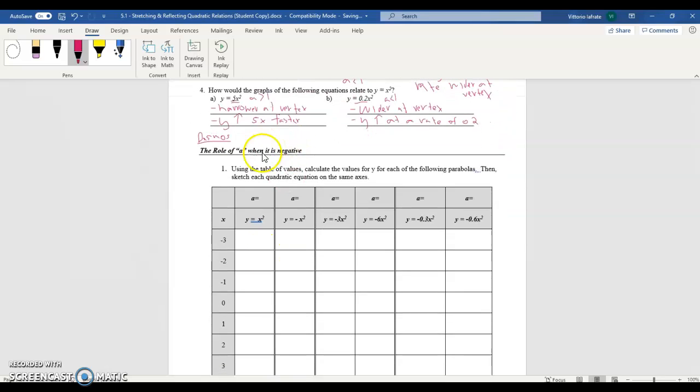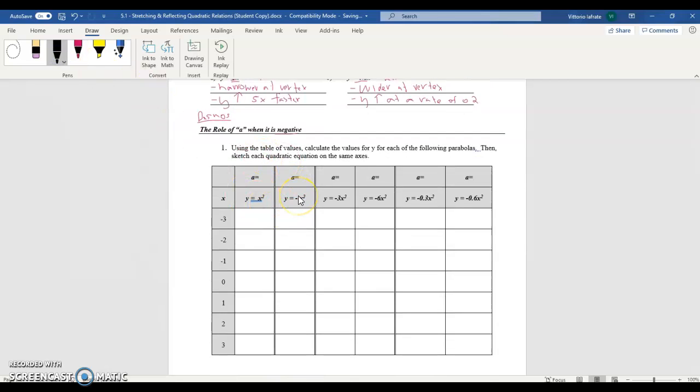So the role of a when it is negative. We have a similar type of table here we're going to fill out. Again, I'm going to walk you through how to do the basic idea behind the table, and then I'll fill it out faster, but you should pause the video and check to make sure you're on the right track. Then afterwards we'll go plot these graphs and come up with some conclusions about what effect the negative a value has. So same idea here, we have y is equal to x squared.